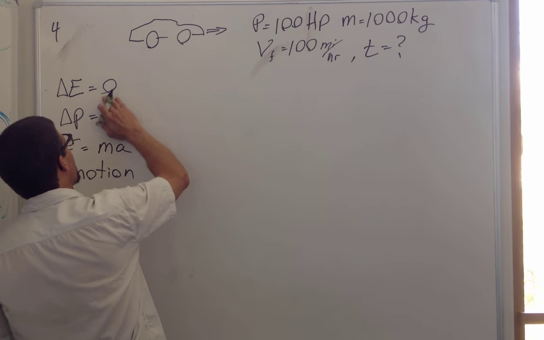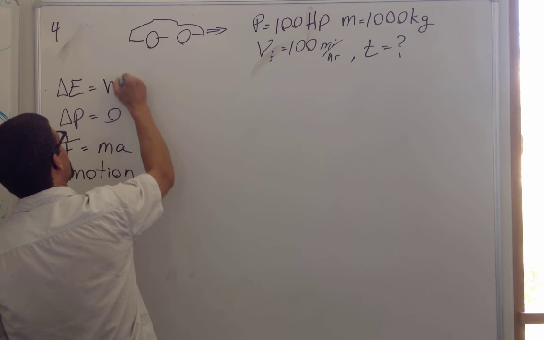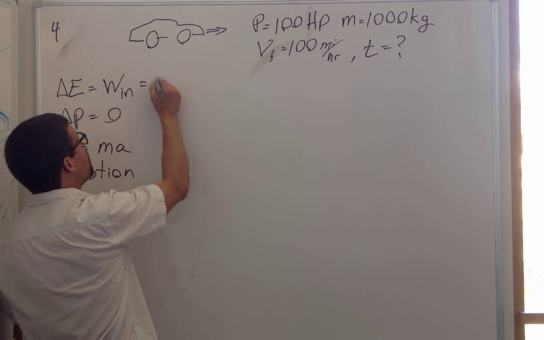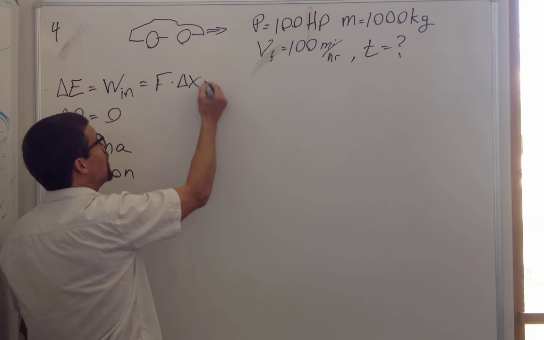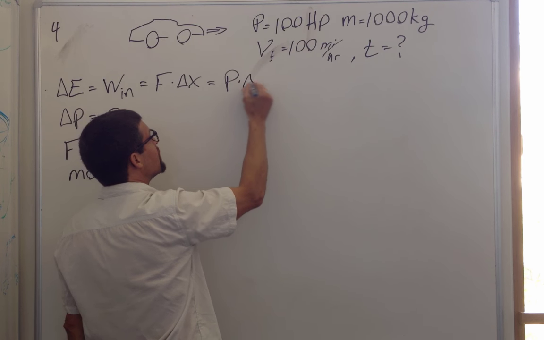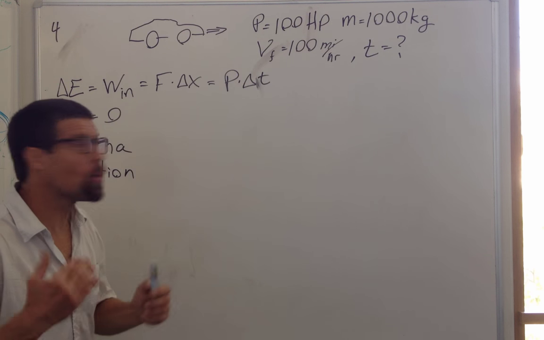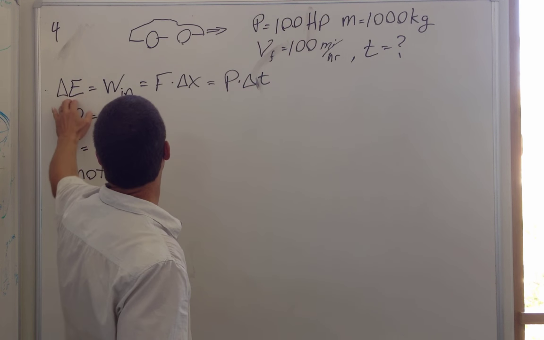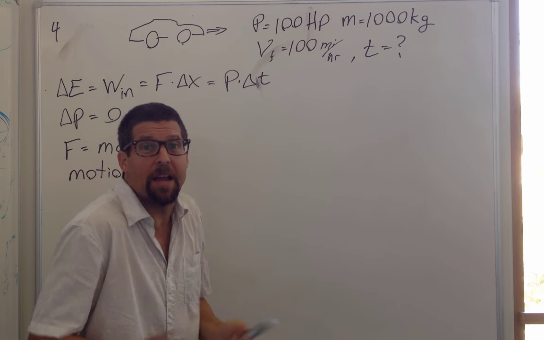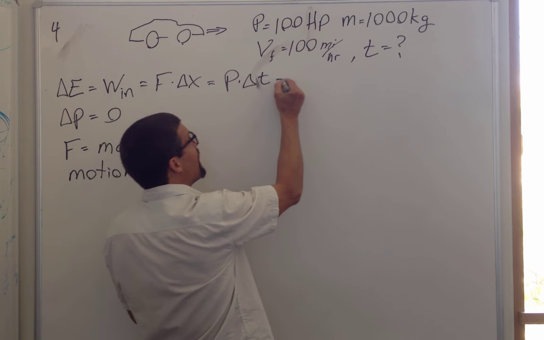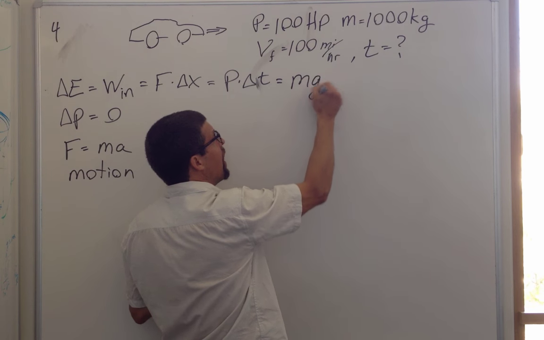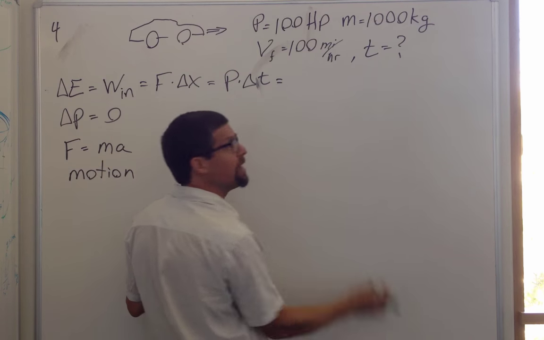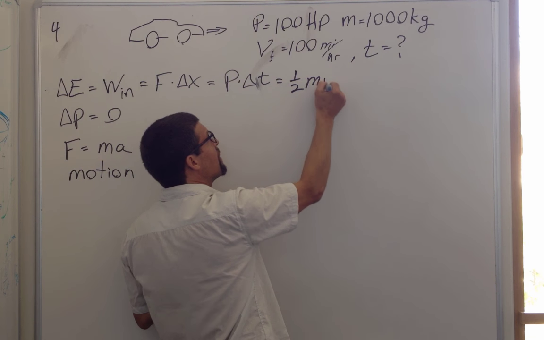Well, we could also say the sum of the change of energy is equal to the work that you put in it, which is equal to force times delta x, which is equal to the power times the change in time. So we put power in for a period of time, and that gives us some energy. How do we see that energy? Oh, well, if we're driving up a hill, that would turn into potential energy of mgh. But that's not the case. This is on the flat, and all of the energy that we put into it is turning into kinetic energy.